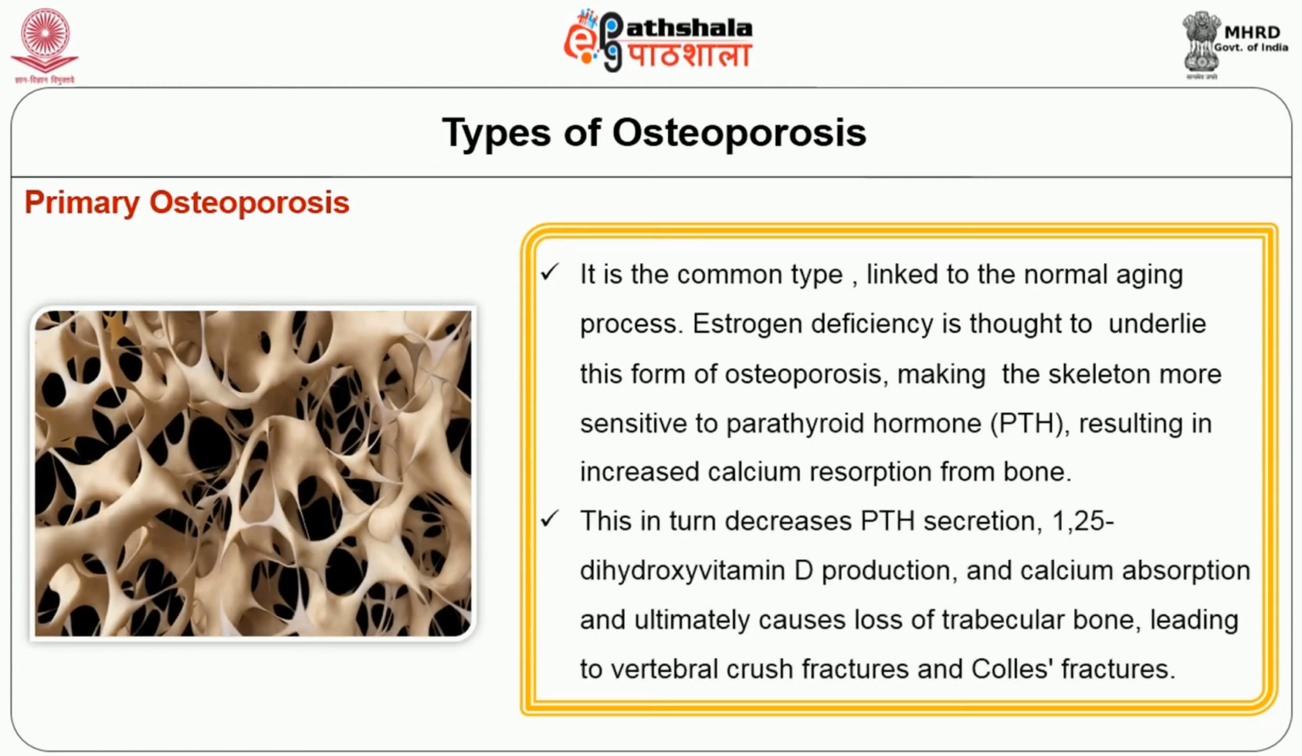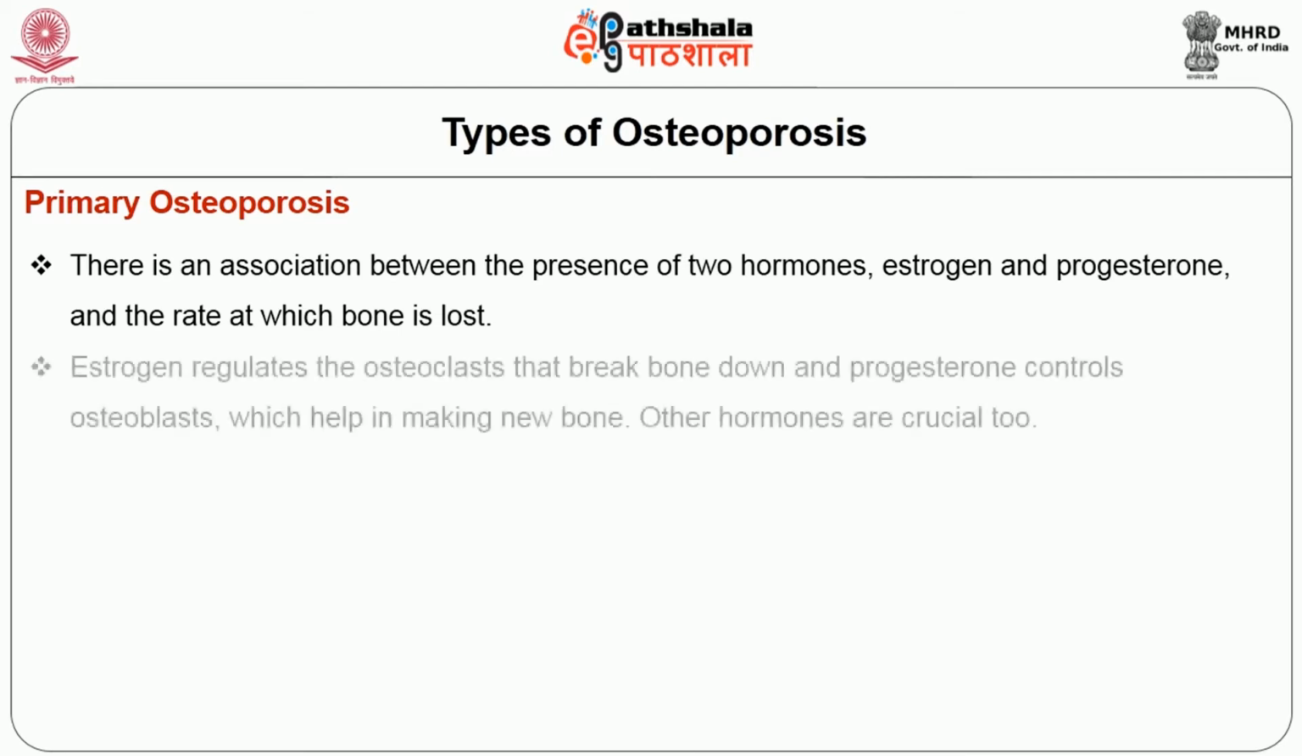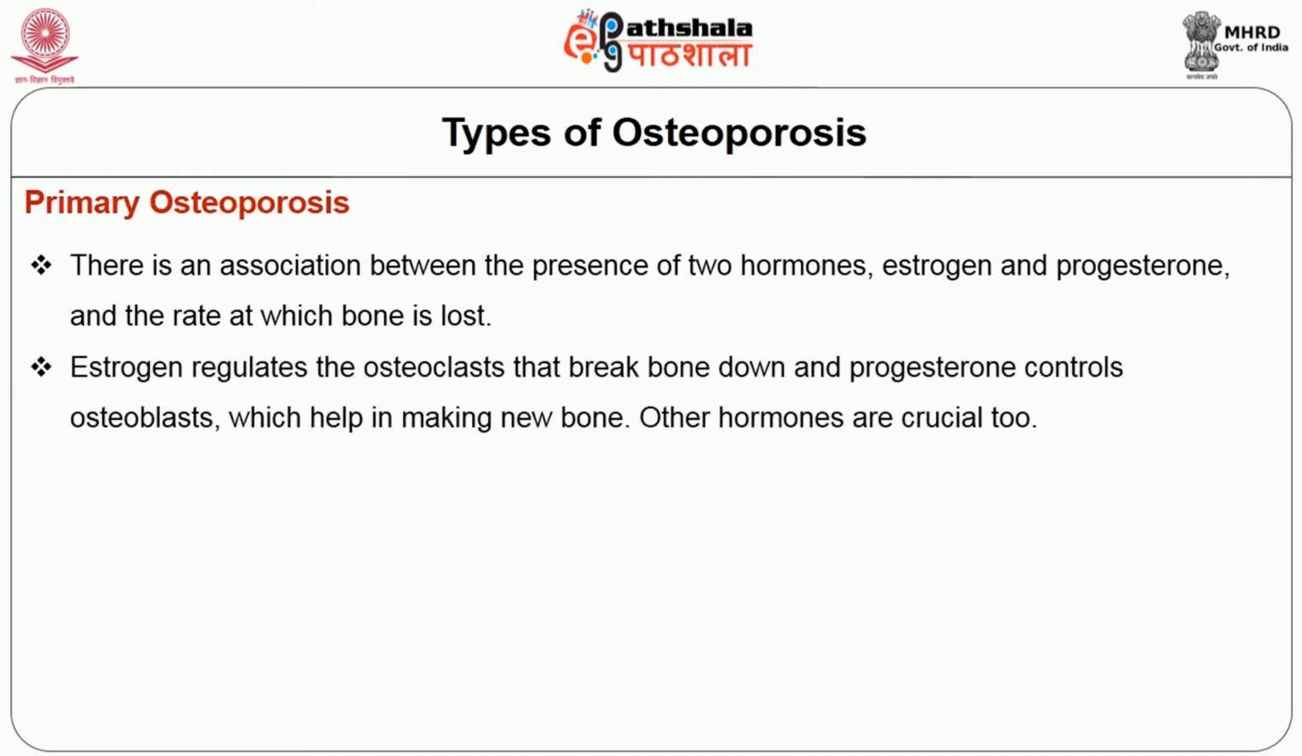Estrogen deficiency is thought to underlie this form of osteoporosis, making your skeleton more sensitive to PTH, that is the parathyroid hormone, and thus resulting in increased calcium resorption from your bone. This in turn is going to decrease your PTH secretion, and there will be decreased secretion of vitamin D as well as decreased calcium absorption, and ultimately going to cause you a loss of trabecular bone that leads to vertebral crush fractures and Colles fractures.